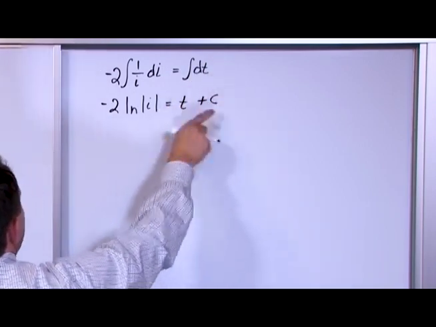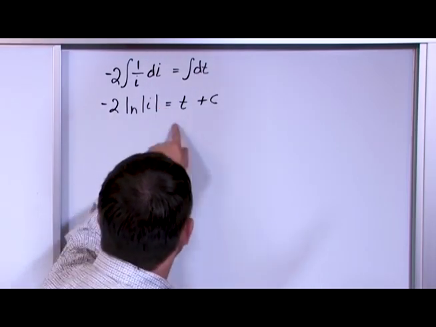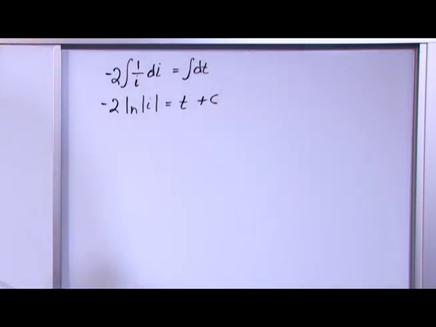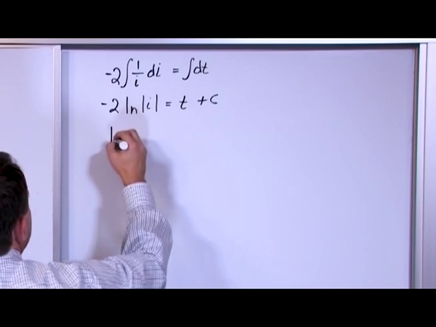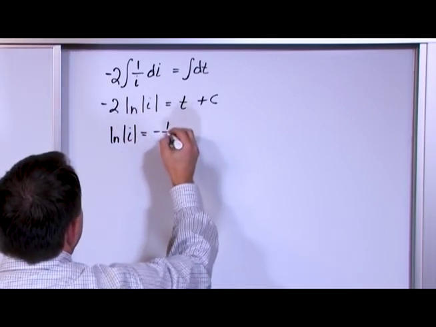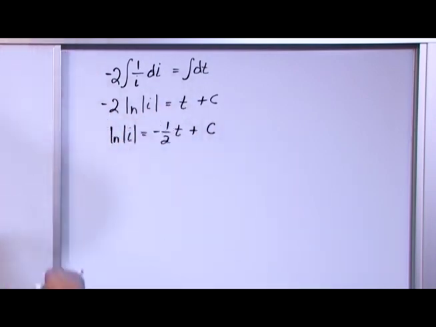Now, we don't write a constant on both sides. You should be comfortable with this by now. If we put a constant over here, we could just move it over here and roll it up together. So we just write the constant in one location. Ultimately, we're trying to solve for I, so let's move the 2 back over here. The natural log of I is equal to negative 1/2 t plus a constant. We just move the 1/2 over there.